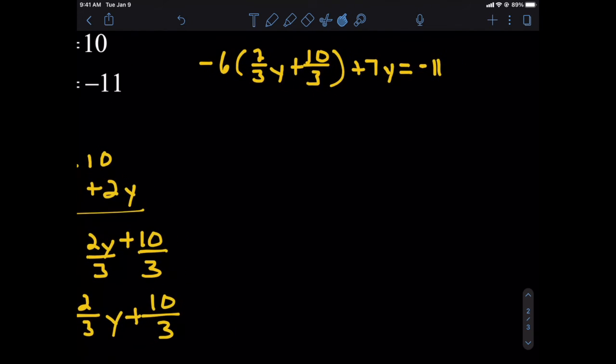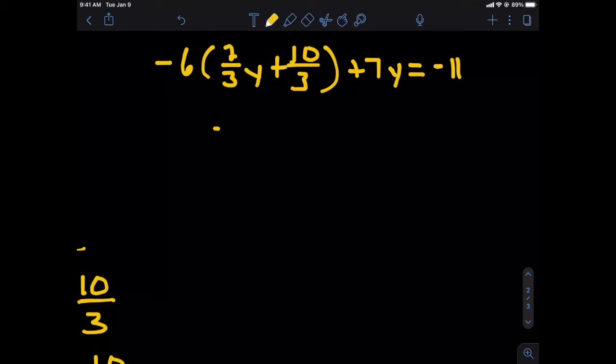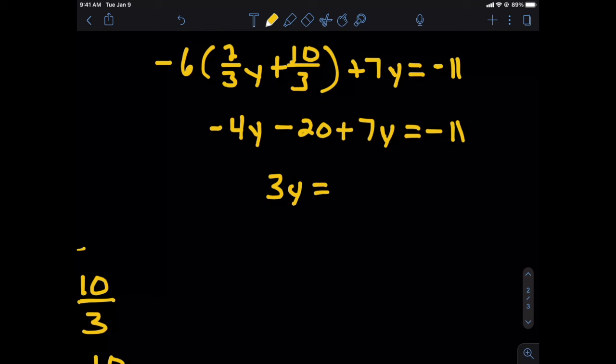We distribute. If you're going to do a whole number times a fraction, divide by the bottom and then multiply by the top. 6 divided by 3 is 2, times 2 is 4, positive times negative is negative. 6 divided by 3 is 2, times 10 is 20, positive times negative is negative again, and then the rest of our equation. Combine our like terms. 7 minus 4 is 3y. Minus 20 is equal to negative 11.